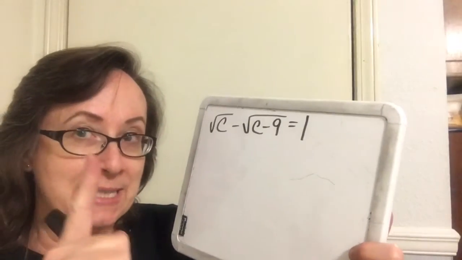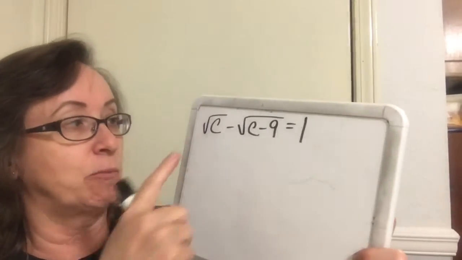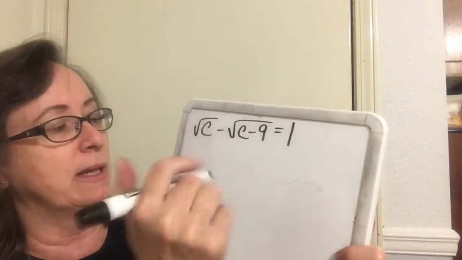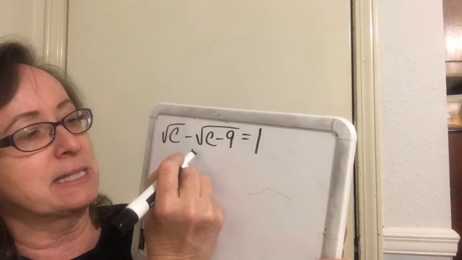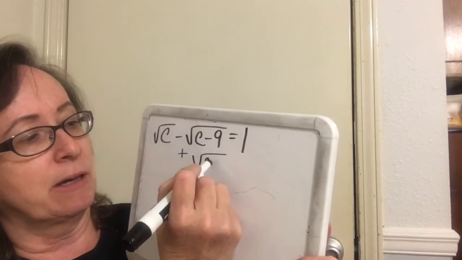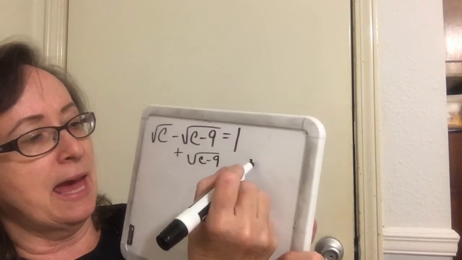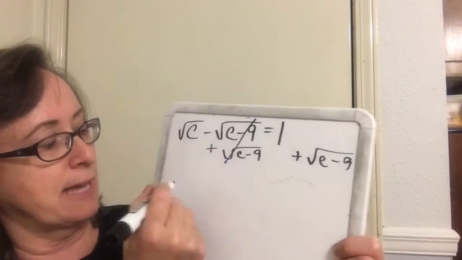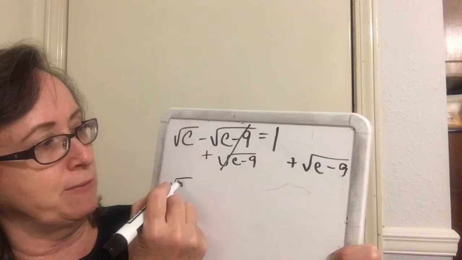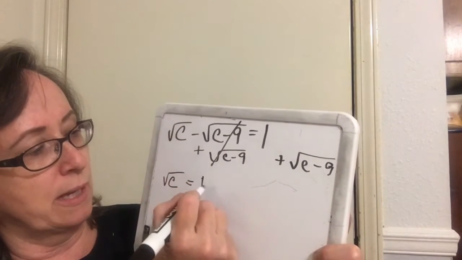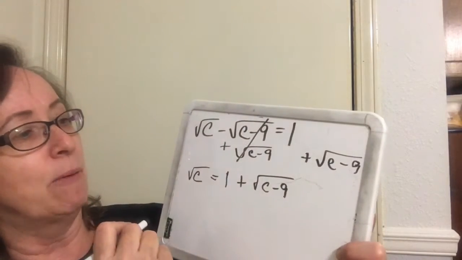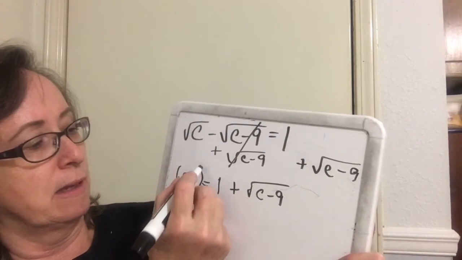So remember, we isolate a radical, and we're going to keep this one on the left, and we're going to send this one over here with the 1. So we're going to add this to both sides. Square root of c minus 9, add square root of c minus 9 to the other side. This goes out. On the left, I now have the square root of c equals 1 plus the square root of c minus 9. Now I square both sides.